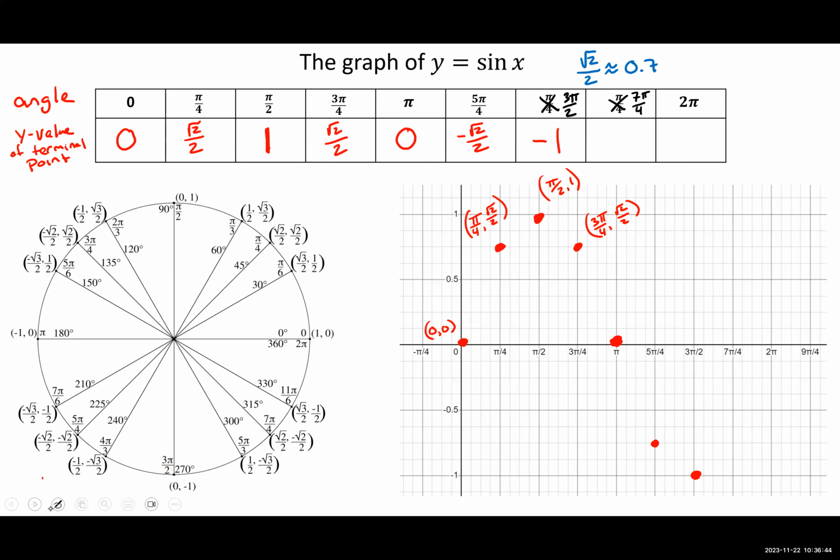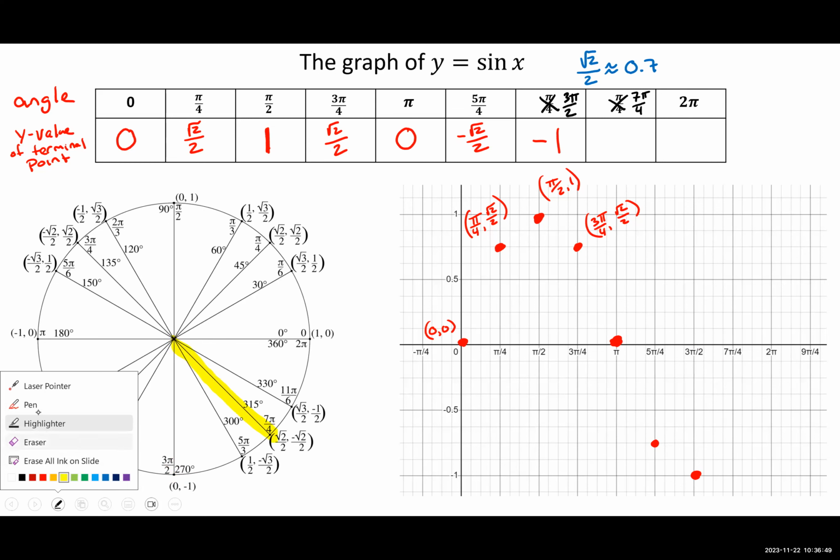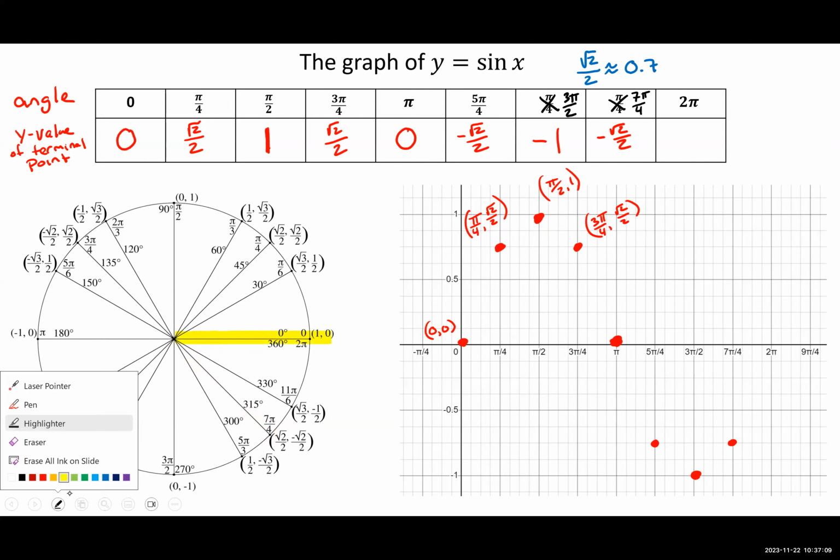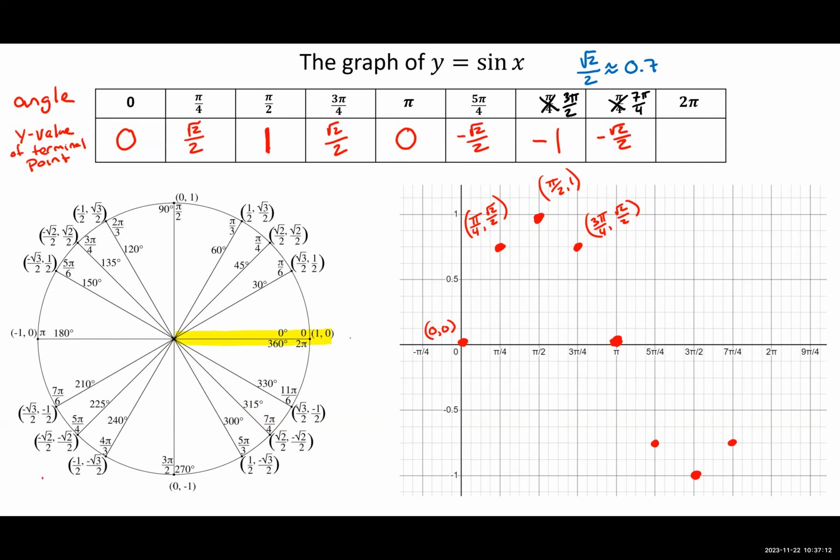All right, we got 2 more points to do. When the angle is 7 pi over 4, we've got this terminal point with the y value of -√2 over 2. So we're back to about right there. And then finally, when we are back to where we started, an angle of 2 pi is the same location on the unit circle as an angle of 0. It's the point 1, 0. So the y value of the terminal point is 0.